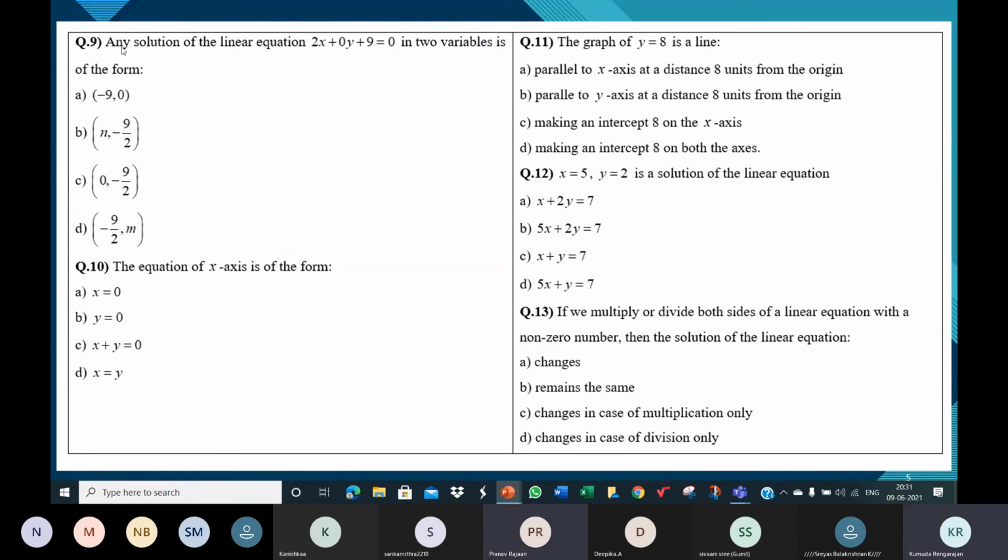Okay, for question number 9, option D is the correct option. Now tell me, what does option B mean? What can be the equation for this option? Ma'am, if x is 0. What is the equation for option B?